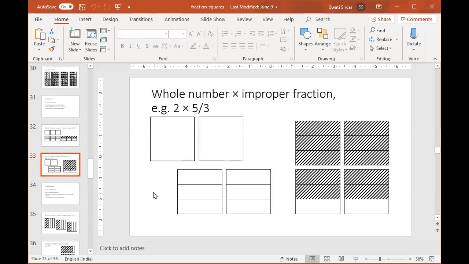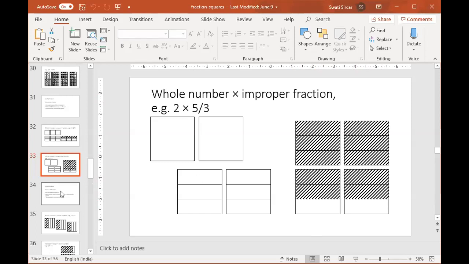Here is another one. If you multiply with an improper fraction, so 2 times 5 by 3, you start with 2, split them into thirds, and you need 5 of these, so that's where you get 5 of each. Again you observe that you have got a total of 2 times 5 pieces, and so that's the numerator. And 3 of these pieces make a whole, so 3 is in the denominator.